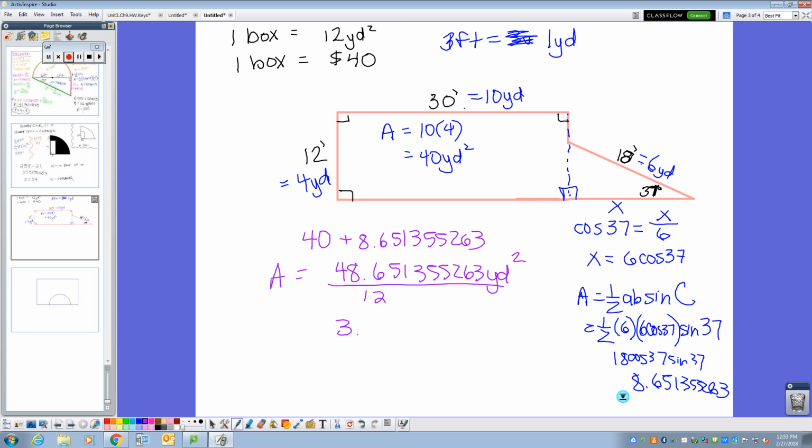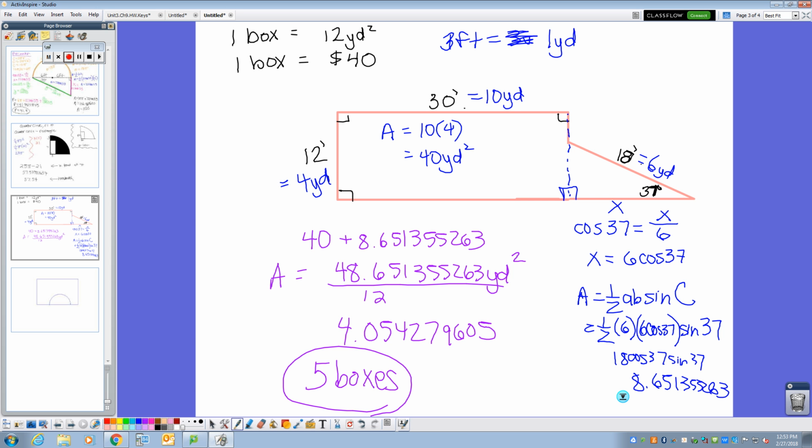I don't have the right number there. I had the wrong number on my calculator. 4.054279605 boxes of tiles, which is a very unfortunate number because 4 boxes of tiles isn't going to be enough, and we are going to have to, unfortunately, buy that 5th box of tiles, which in real life we probably wouldn't. We would probably try to make something work, but we would need 5 boxes of tiles, and we would be planning to spend $200 on those tiles.